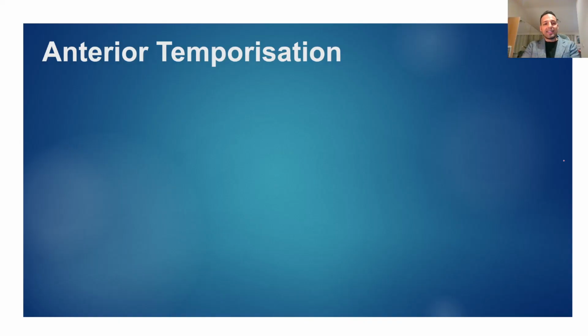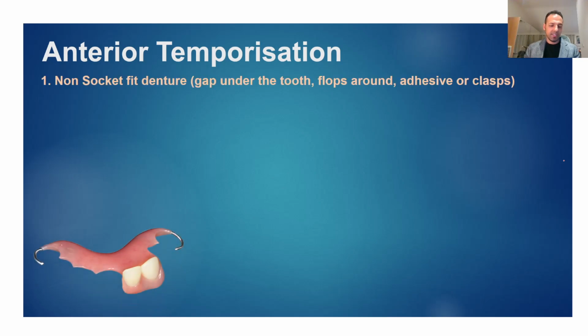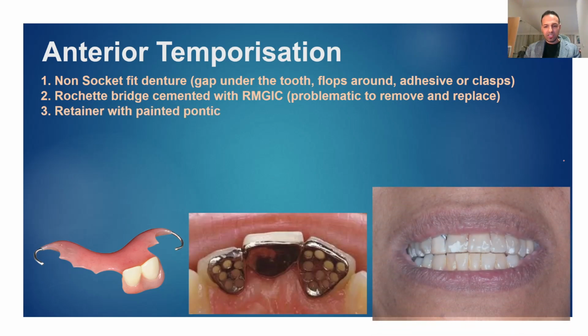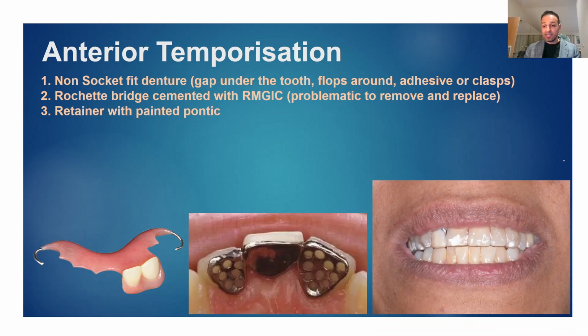So let's talk about anterior temporization. Now, what I mean by that is, why anterior? Well, posteriorly, you don't really need to temporize the site, right? But anteriorly, for aesthetics, you want to give the patient either a denture, a Rochette bridge, or a retainer with a pontic. Now, why do I want to go for retainers with pontics, and why do I prefer this option?